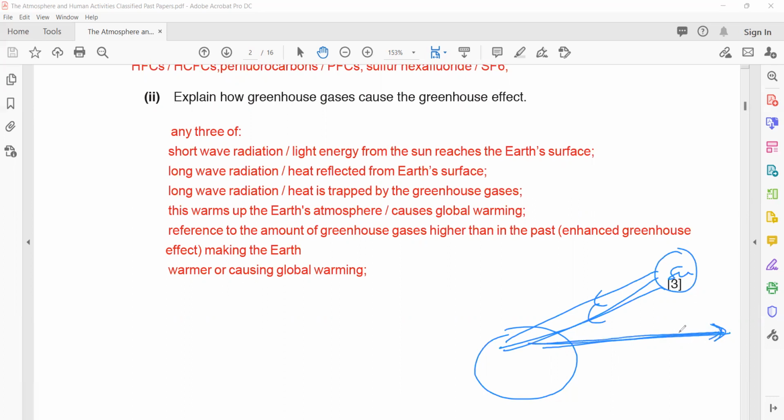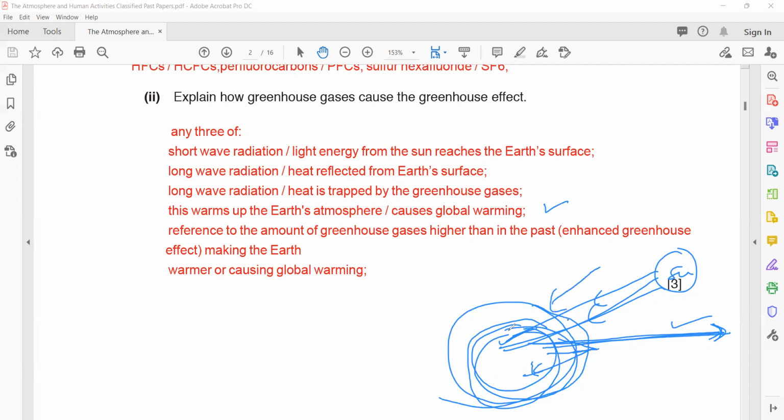Again it goes back as long wave radiation, but if there are greenhouse gases around the earth, they will trap it. Instead of going out, they will stop it on the earth. So this long wave radiation cannot go out of the earth or the atmosphere. So what happens is the temperature of the atmosphere or the earth starts to increase, and that is known as global warming. The temperature of the earth is increasing every year, and that is causing global warming. Got it?